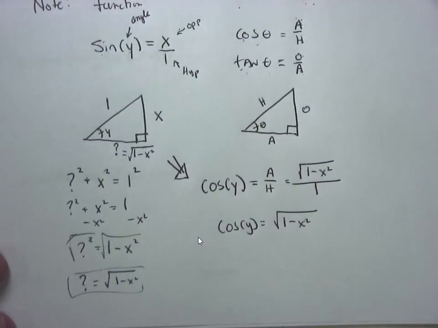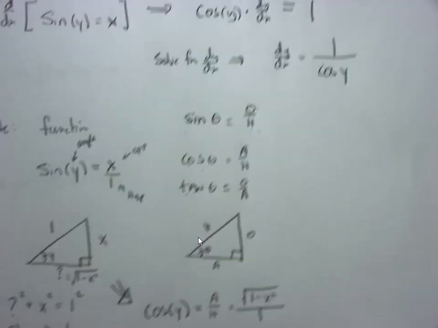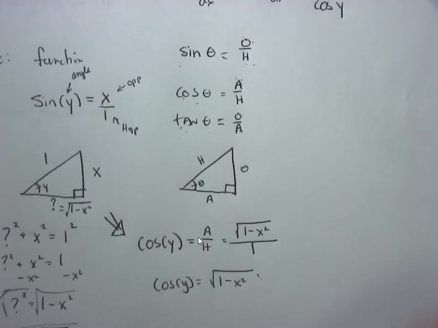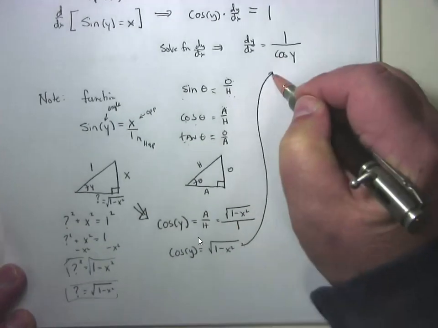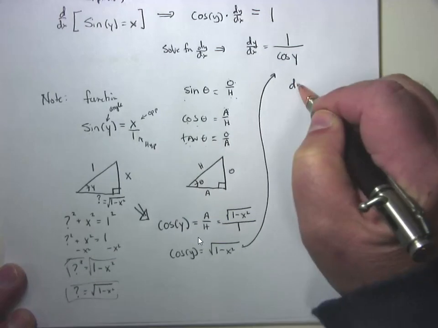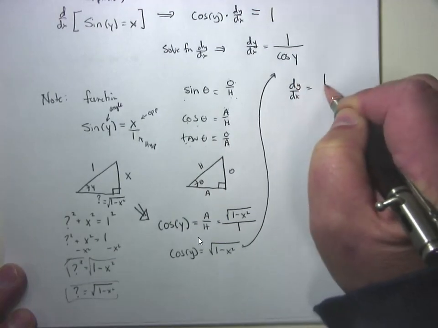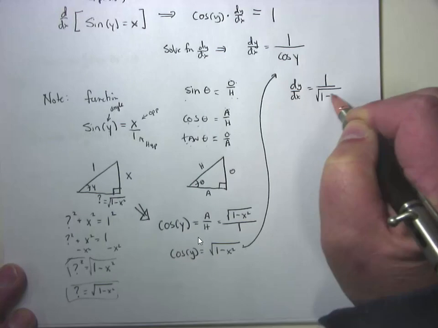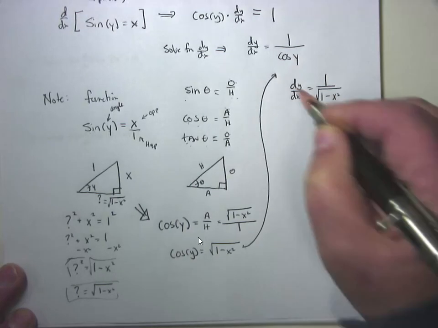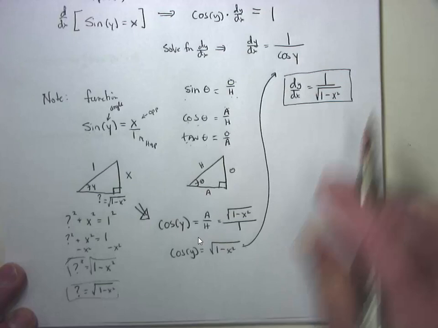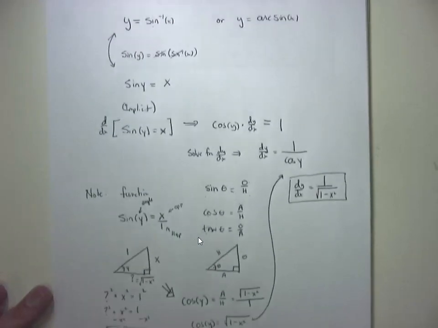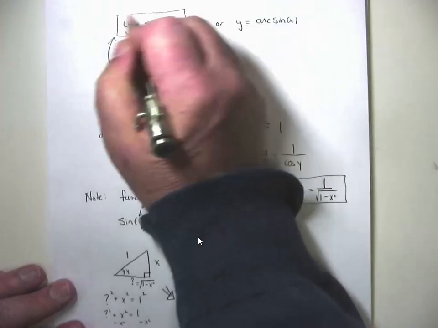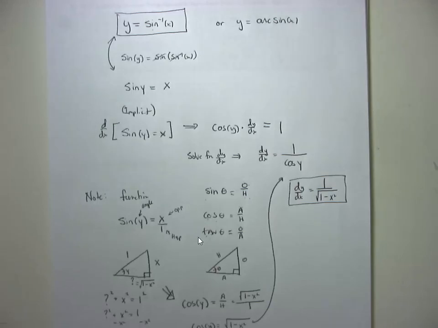No one cares. So now I can take this and go back and plug it in here and get dy over dx is equal to 1 over the square root of 1 minus x squared, because that's what the cosine of y equals. And there is the proof of why the derivative of the original function, which was y equals the sine inverse of x, is 1 over the square root of 1 minus x squared.